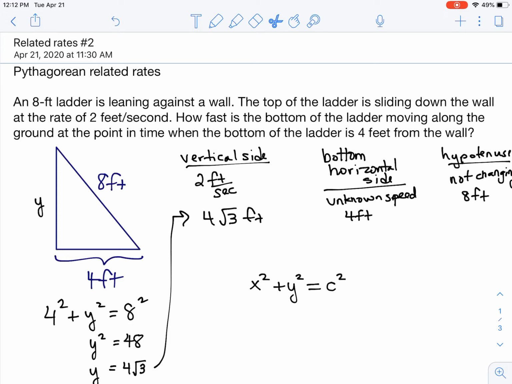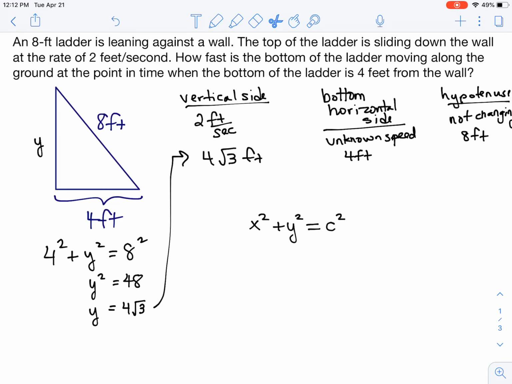Okay, so the first thing I do is I draw a picture. Of course, I always draw a picture. So I've got my right triangle. I have 8 feet as my ladder, so I labeled that 8. I knew that the bottom of the ladder was starting 4 feet from the wall, so I'm calling the vertical side y because y is always the vertical side. So I found out how large y was when I started.